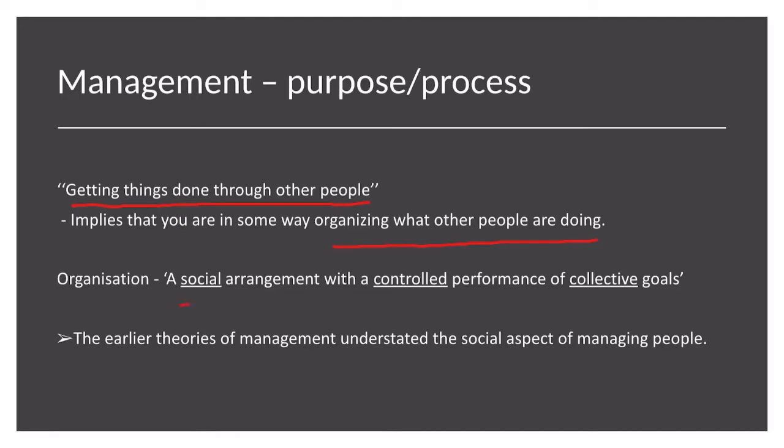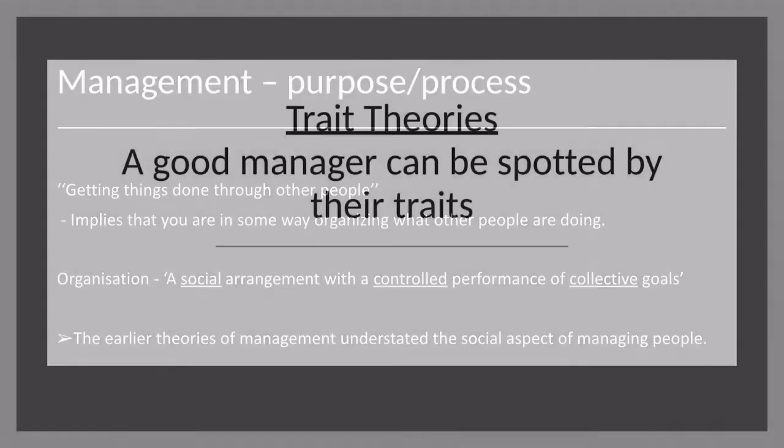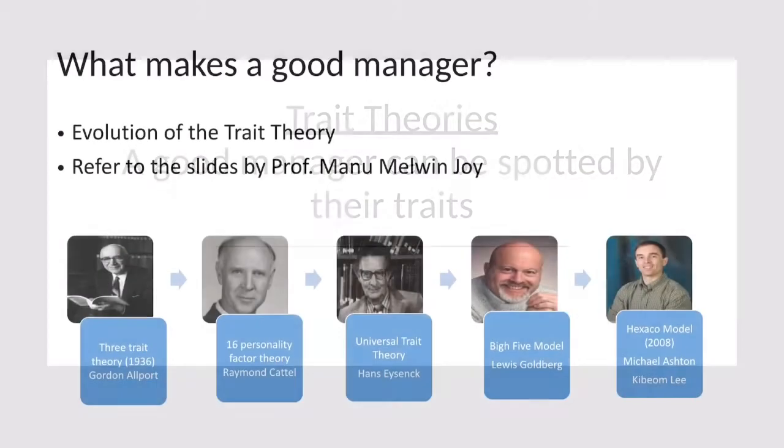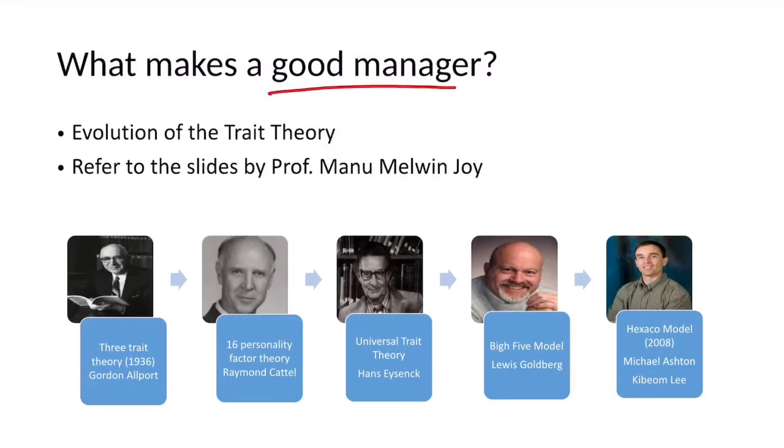Organization is a social arrangement with controlled performance of collective goals. If you remember from my session 1, where we discussed organization in detail, the earlier theories of management understated the social aspect of managing people. So there are trait theories: a good manager can be spotted by their traits. What makes a good manager? This is the question you might be thinking now.